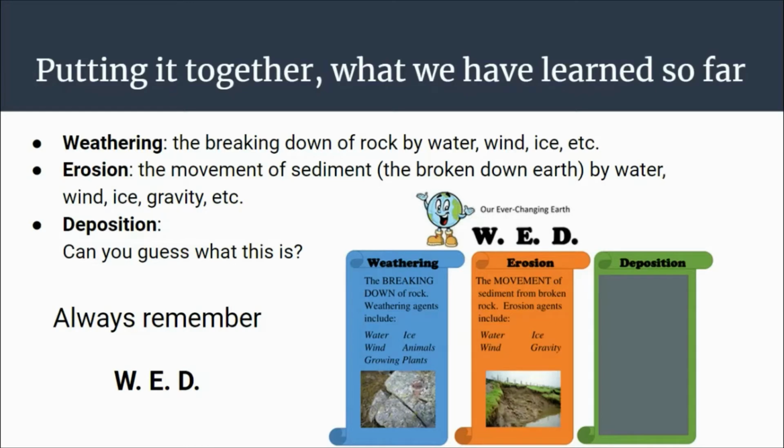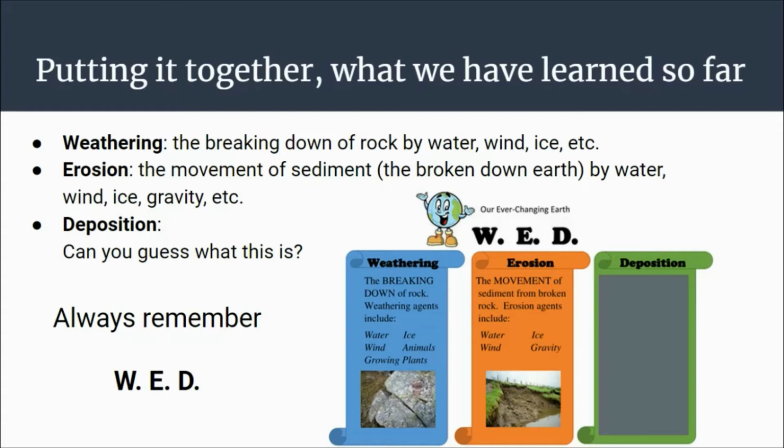Today we learned about erosion, the movement of sediment, broken down earth, by water, wind, and ice. We also add gravity to erosion because we have things like cliffs and dunes and hills where movement of particles can go up and down. So you have things that can slide down the hill, down the cliff, whatever, things like that.